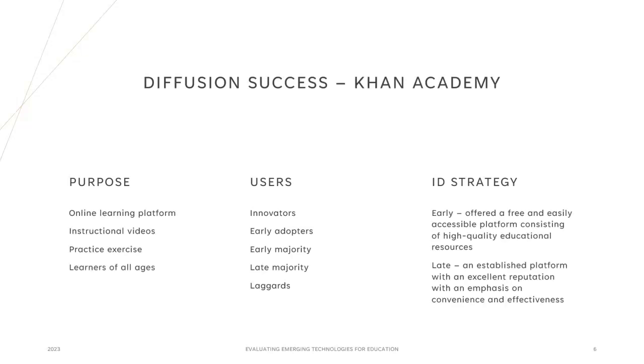So let's talk about a specific success story that fits into the framework of the diffusion of innovation model. Khan Academy is a very well-known website that offers free video lessons that initially were about math. Today, they have expanded it beyond that. Now, the purpose of the website is an online learning platform of instructional videos, practice exercises for learners of all ages. Okay, again, you have innovators, early adopters, early majority, late majority, and laggards.